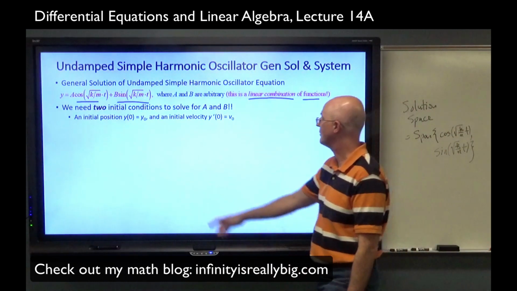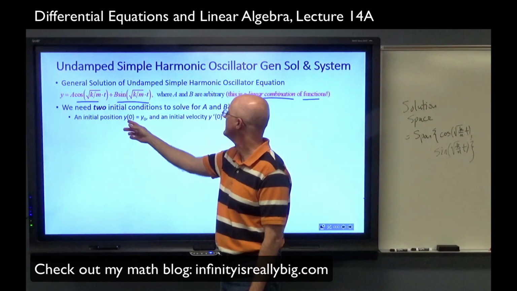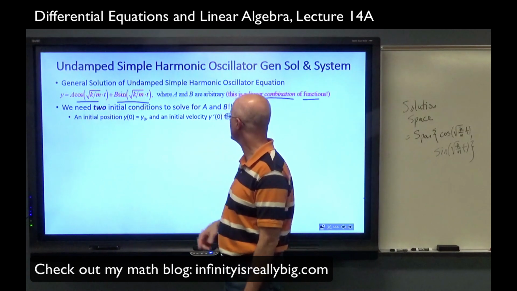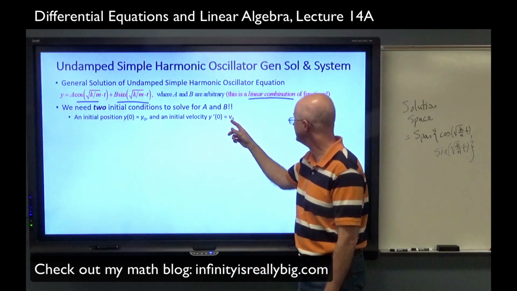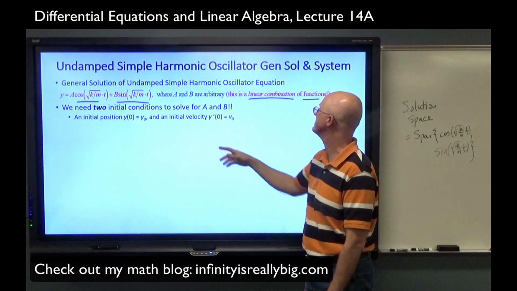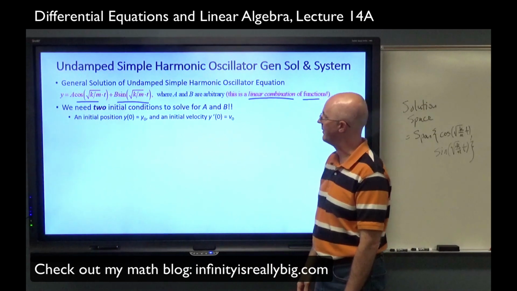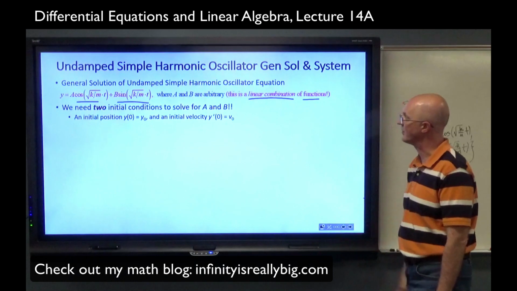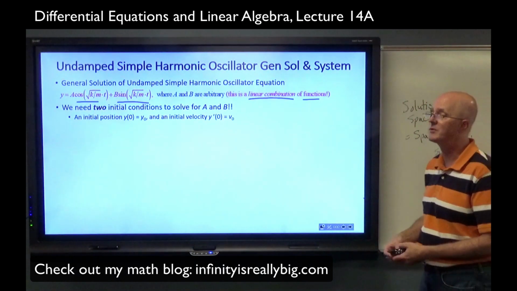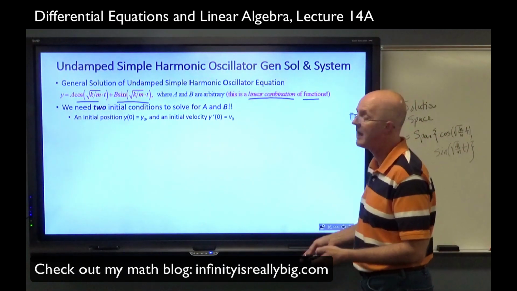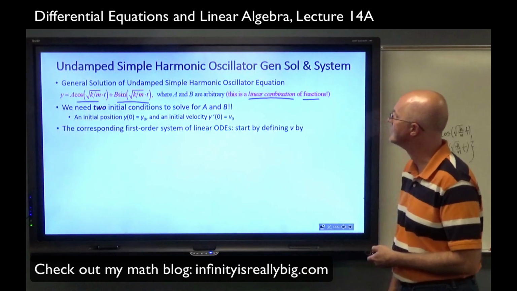Call the initial position y sub 0 or y naught. It needs to equal y of 0. Call the initial velocity v sub 0 or v naught, if you prefer. That needs to be the derivative of y at 0. So that allows you to solve for A and B. Now, I'm not going to do an example. We will do more examples to come, but we've got a lot to get through here.